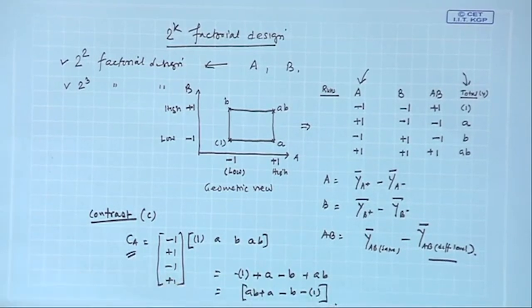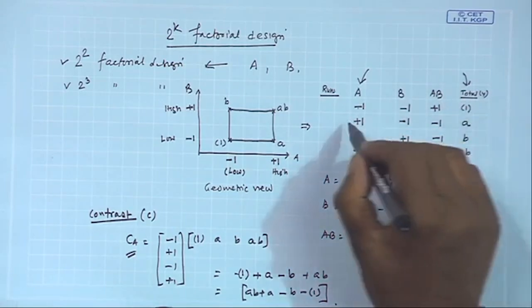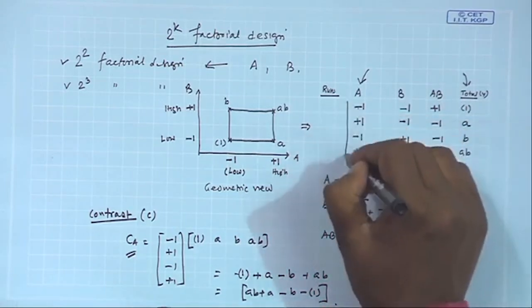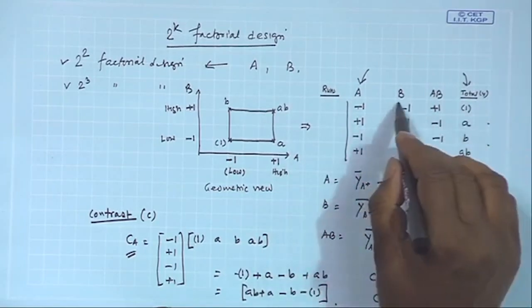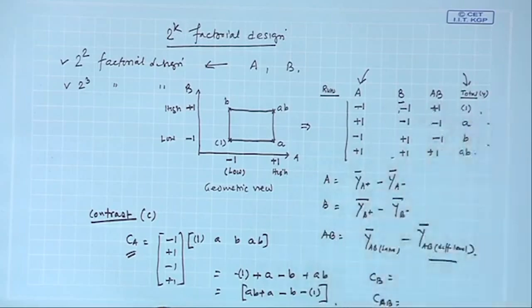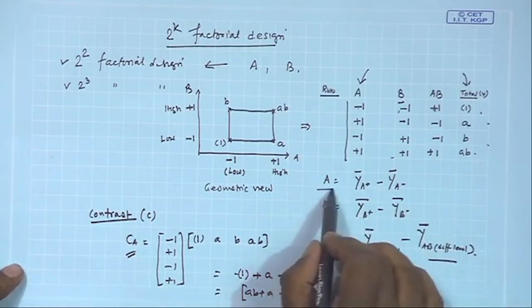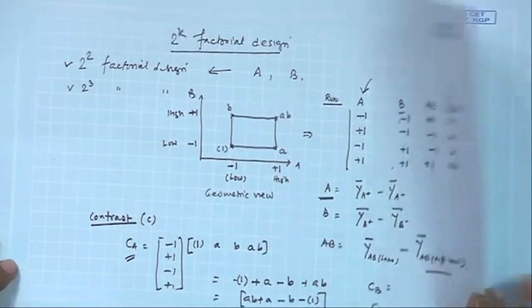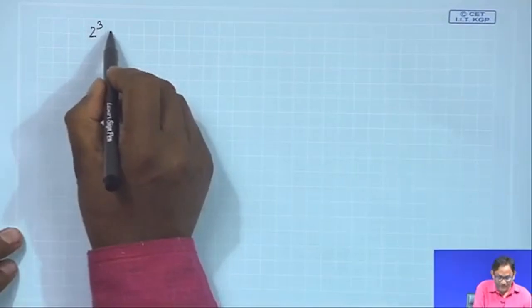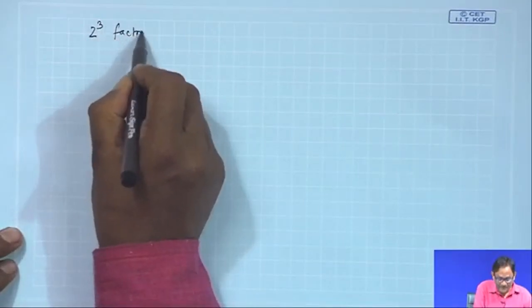Similarly, contrast of B, contrast of AB, all those things can be calculated by the dot product of this column vis-a-vis this column. This column vis-a-vis this column dot product will give you contrast B, this vis-a-vis this will give you contrast AB. And once you know the contrast, you will see how to compute the A effect, B effect, AB effect, those things we have discussed. Today we will see the same thing for 2 to the power 3 factorial design.